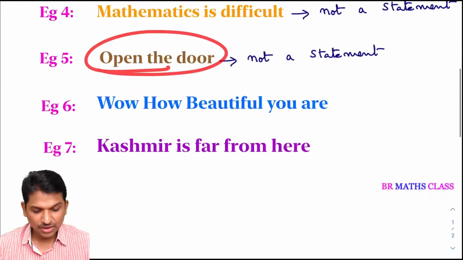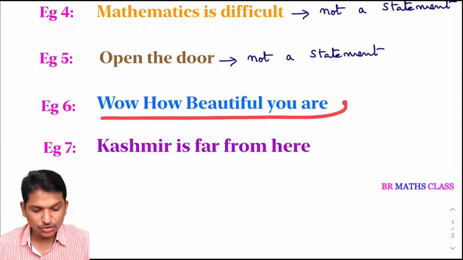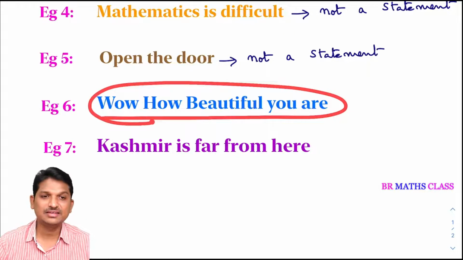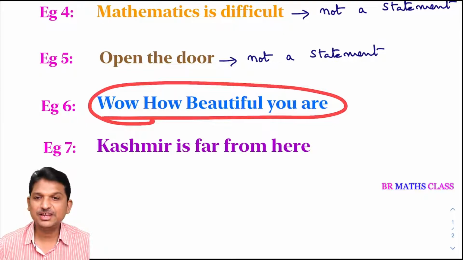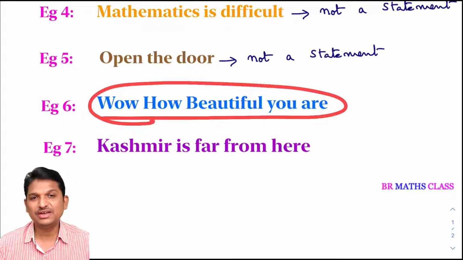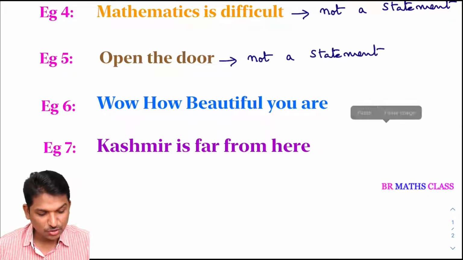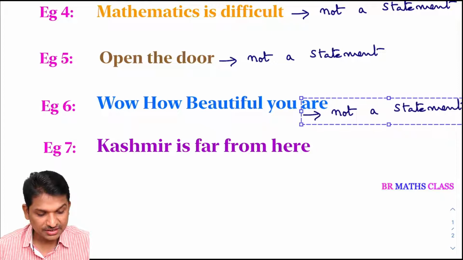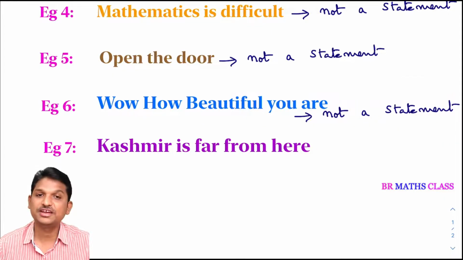Okay. Next example. Wow, how beautiful you are. This is a sentence. Is this sentence a statement or not? This is actually a compliment. In this, it may be true. A compliment may be true, a compliment may be false. Sometimes we give false compliments also to our friends. So, how beautiful you are is a compliment. This is also not a statement because it may be true, it may be false.